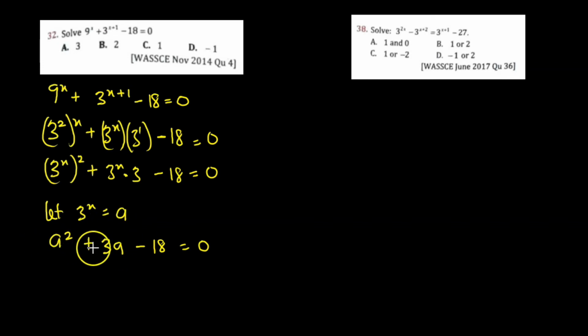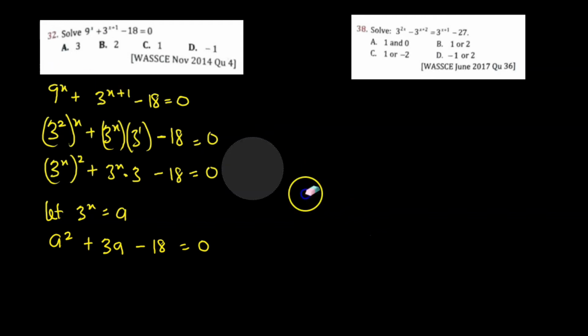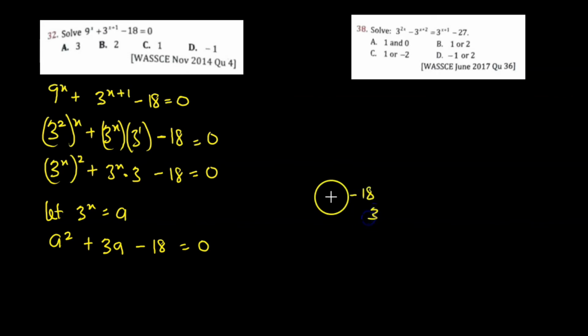And in solving that, we need two numbers that will multiply to give negative 18, and those same two numbers, when they add up, we should get positive 3. So we have negative 18 and then positive 3. Two numbers, when they multiply, we should get negative 18. When those same two numbers add up, we should get positive 3.